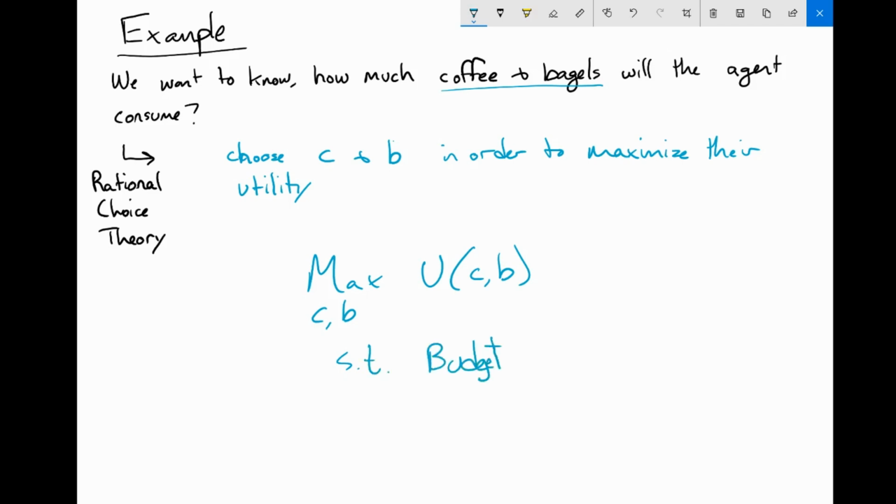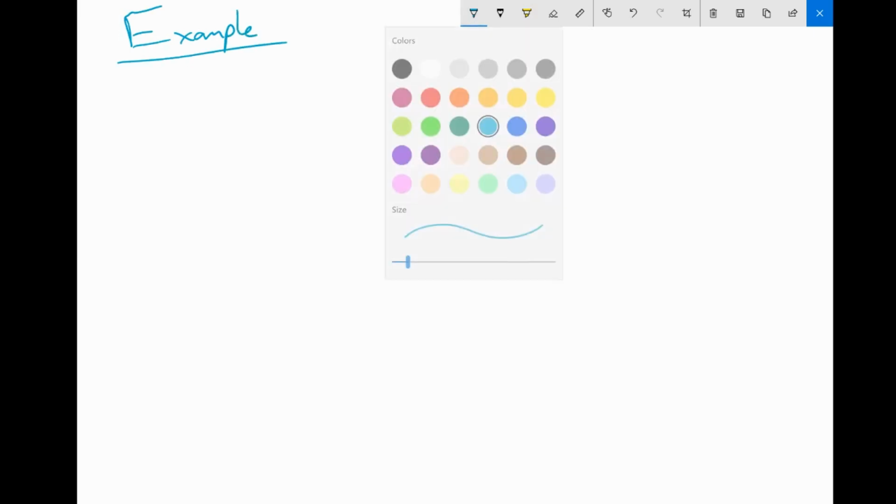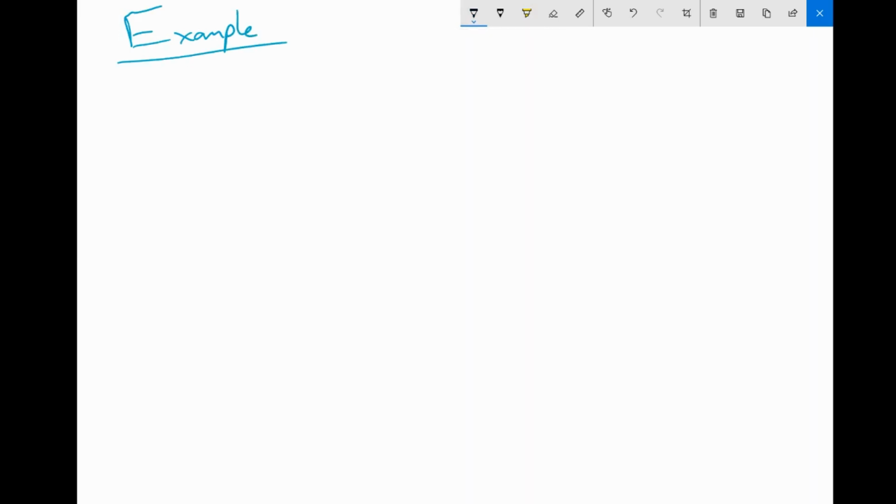All right, let's do this example. A simple example here. Let's set up the problem like this. Maximize over C and B, and let's say that the utility function is the natural log of C times B, subject to the constraint: income equals the price of C times C plus the price of B times B. Let's solve this problem. How do we start? We start by setting up the Lagrangian.